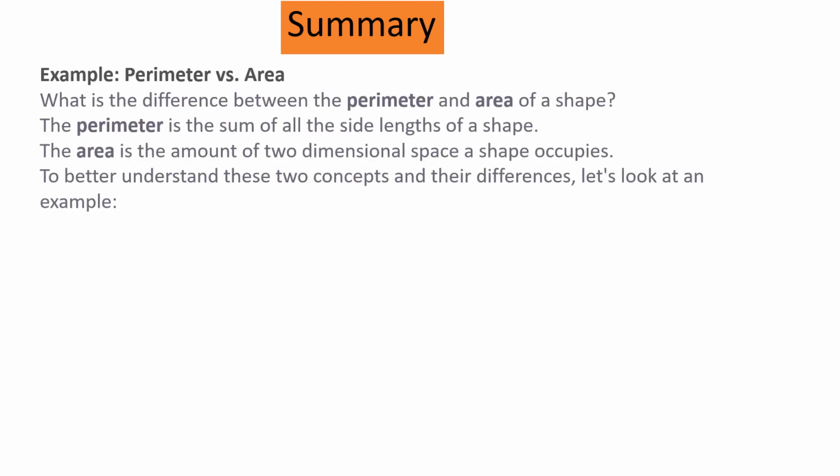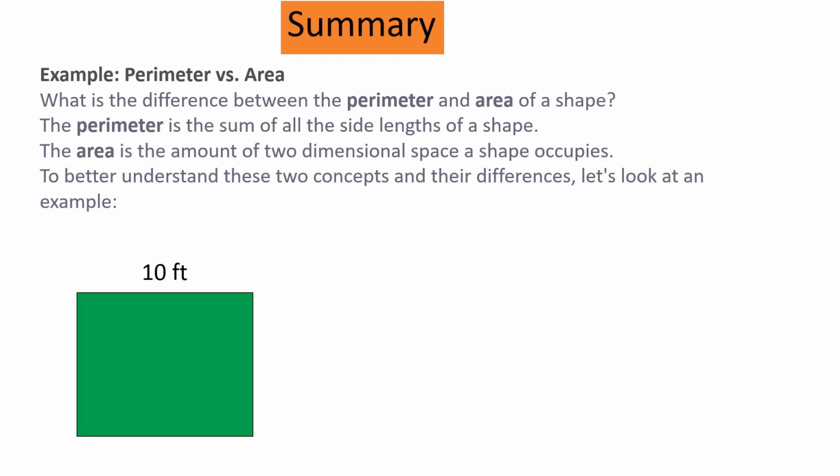This is our summary. The summary of the lesson is perimeter versus area. What is the difference between the perimeter and area of a shape? The perimeter is the sum of all the side lengths of a shape, while the area is the amount of two-dimensional space a shape occupies. To better understand these two concepts and their differences, look at an example.